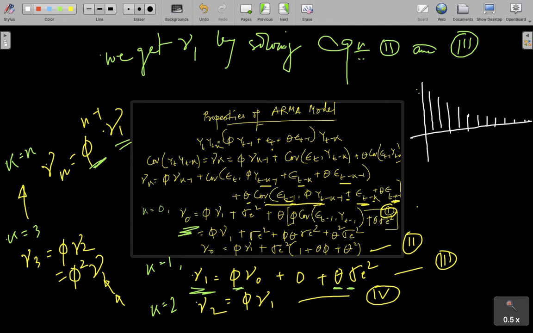Here my phi is positive, my phi is greater than 0. When my phi is greater than 0, I'll have positive values, but if it is less than 0, I'll have values on both sides, and we will see a similar kind of exponential decrease. So that's basically the idea of ACF for the ARMA model. So we get the idea of variance, we get the idea of covariance, and we get the idea of how the ACF function would look like for an ARMA model.